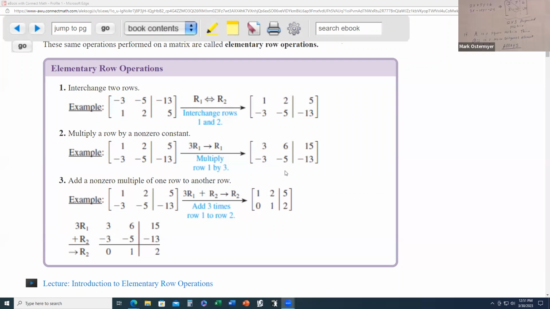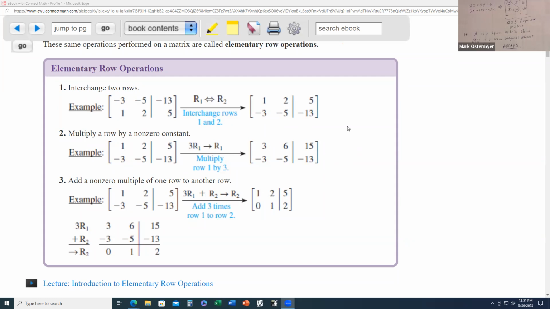Do we understand these three elementary row operations? Three of them. Okay, these are the three valid moves that you can subject a matrix to. If you try to do anything else other than these valid operations, then you're doing illegal mathematics to a matrix, okay? So three valid elementary row operations.